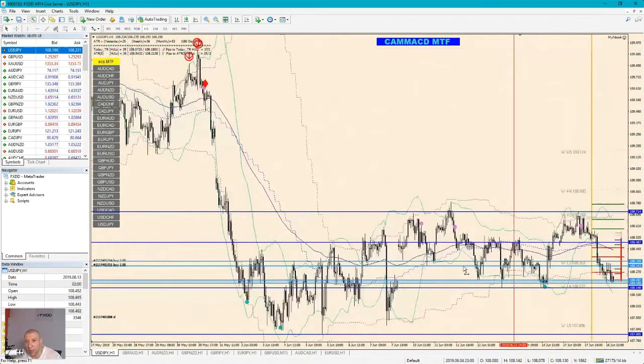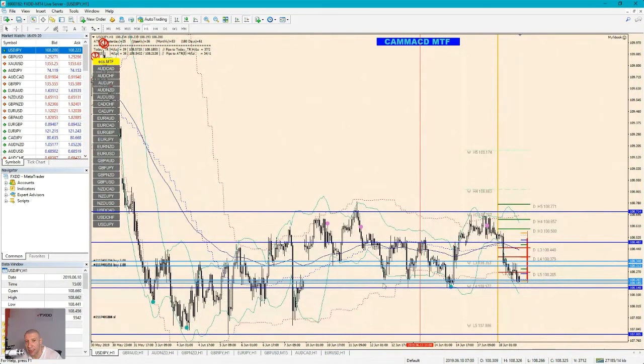And now the price also retested this level. So this is kept in range. If 108.00 stays strong, we might see a push towards 108.50 and 108.70.